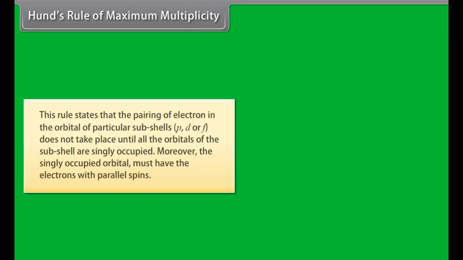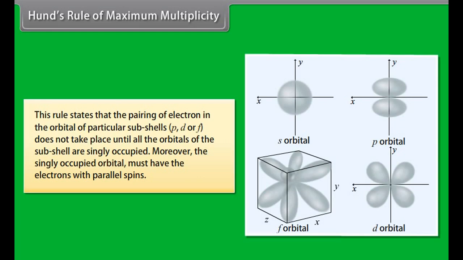Hund's rule of maximum multiplicity. This rule states that the pairing of electrons in the orbitals of a particular subshell, p, d or f, does not take place until all the orbitals of the subshell are singly occupied. Moreover, the singly occupied orbitals must have electrons with parallel spins.